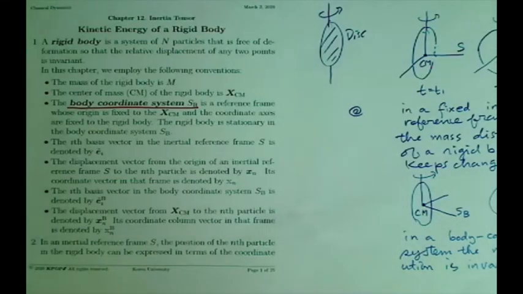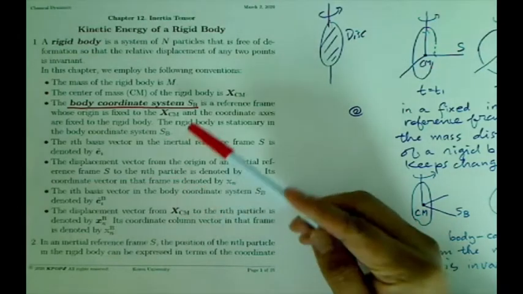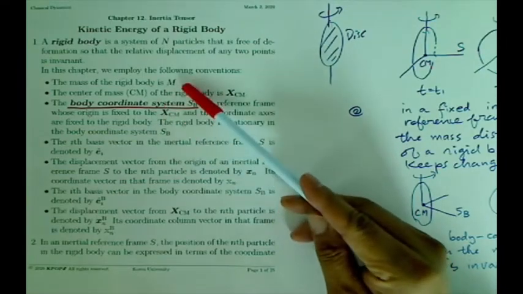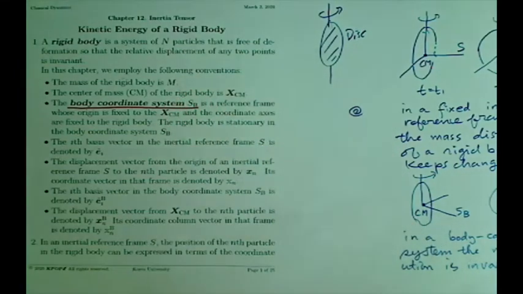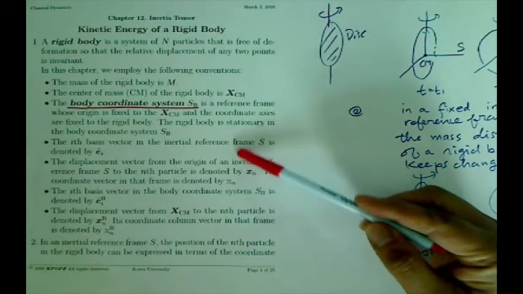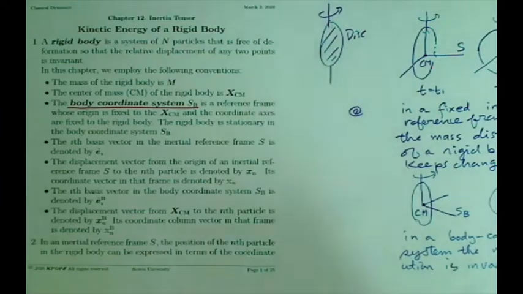In this chapter, we use this kind of terminology. We use the capital M for the total mass of the system of particles, and capital X_CM is the center of mass of the system of particles, that rigid body. With the inertia tensor we can compute the orbital angular momentum and the total kinetic energy. It involves the calculation of the inertia tensor.